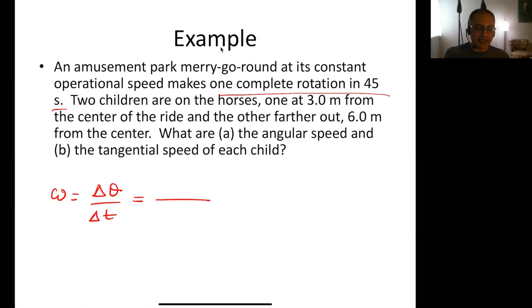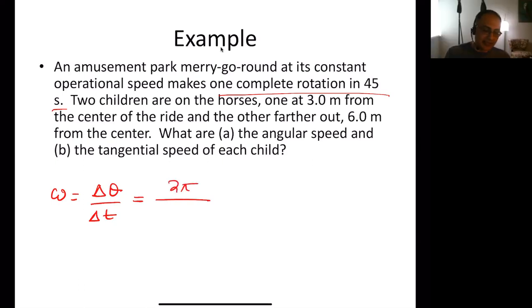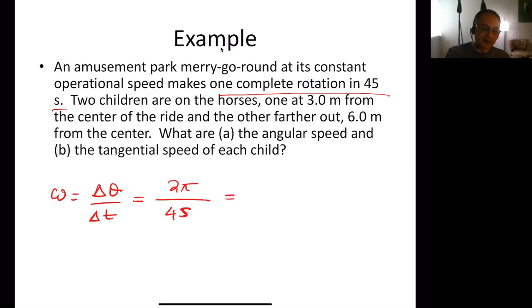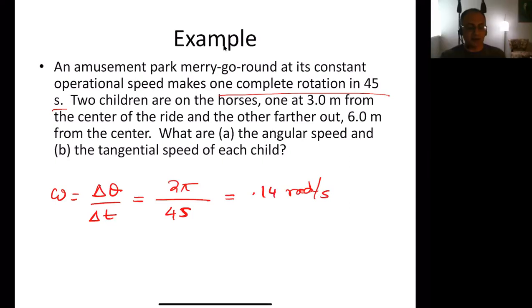So what is the delta theta when it does 1 complete rotation? How much does the angle change by? 2 pi. 2 pi, exactly. And what is the time it takes to make that change? 45 seconds. 45 seconds. So 2 pi divided by 45 seconds, whatever that comes to, in radians per second. What is that in radians per second? 0.14. 0.14. So we found omega.